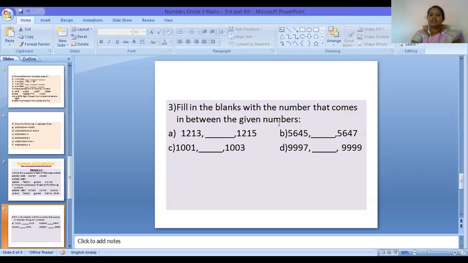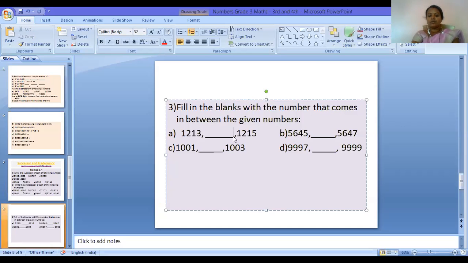Next we have, let us find the missing number in this sequence. So we have 1213. What would be the next number after 1213? Yes, it is 1214. Correct? Same way, it's very simple, I hope. So you would be able to solve questions B, C, D.